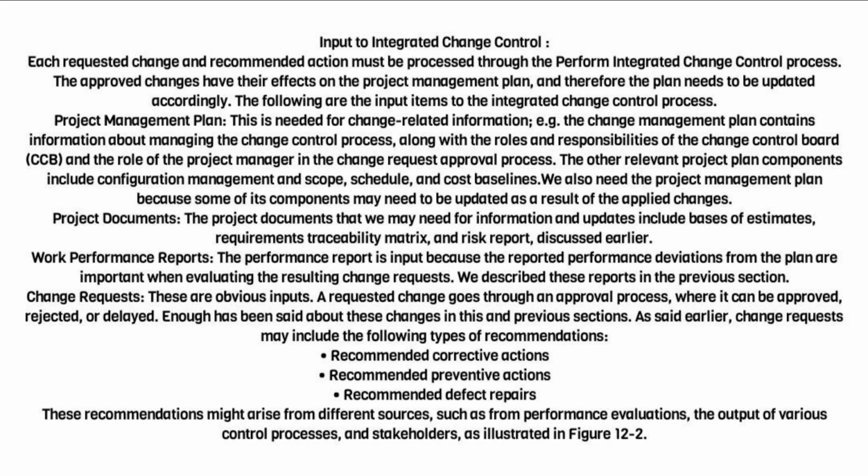Change requests. These are obvious inputs. A requested change goes through an approval process where it can be approved, rejected, or delayed. Enough has been said about these changes in this and previous sections. As said earlier, change requests may include the following types of recommendations. Recommended corrective actions. Recommended preventive actions. Recommended defect repairs. These recommendations might arise from different sources, such as from performance evaluations, the output of various control processes, and stakeholders, as illustrated in Figure 12.2.